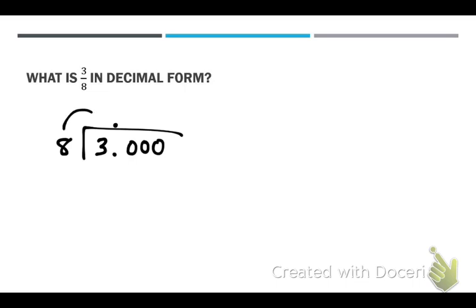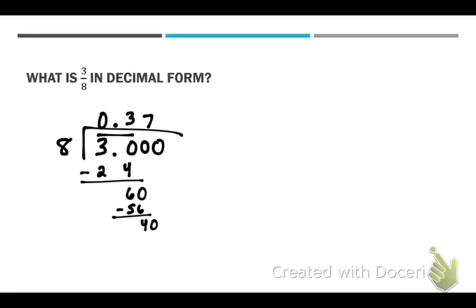Okay? Can an 8 go into a 3? No, so it goes in 0 times. Can an 8 go into a 30? Yes. How many times? 3 times 8? 30 minus 24. 6. Bring down that 0. How many times can 8 go into 60? 7. 7 times 8? 56. 60 minus 56? 4. Bring down the 0. How many times can an 8 go into a 40? 5 times. 5 times 8? 40. Remember, when you get to the 0, then you are finished. So my final answer is 0.375.